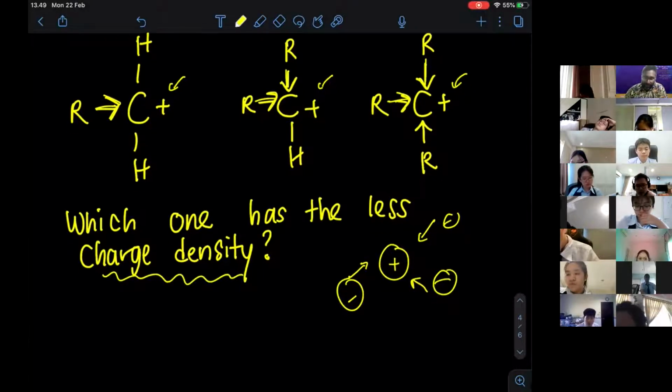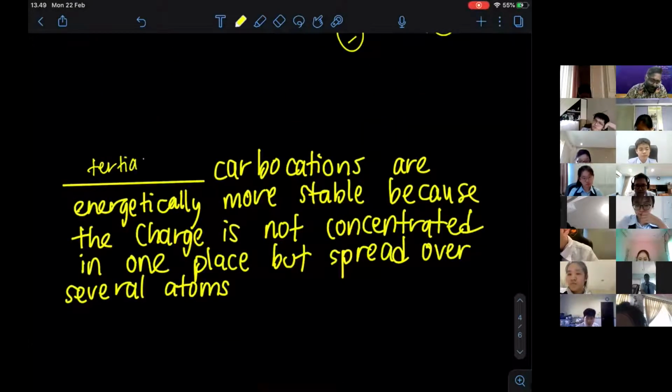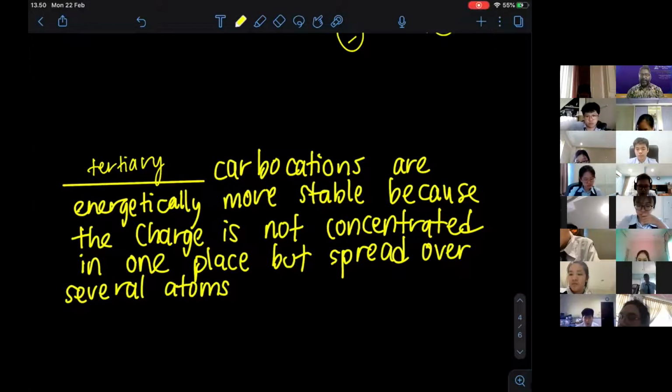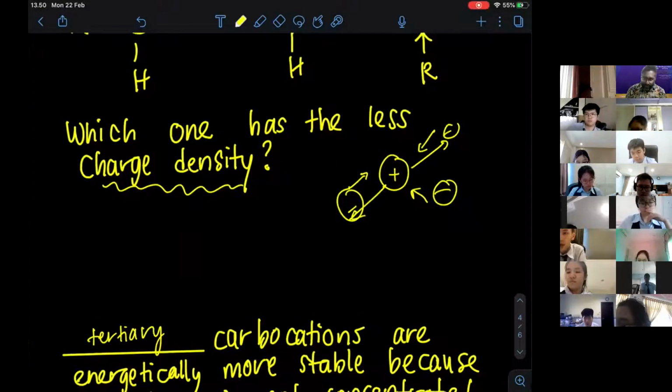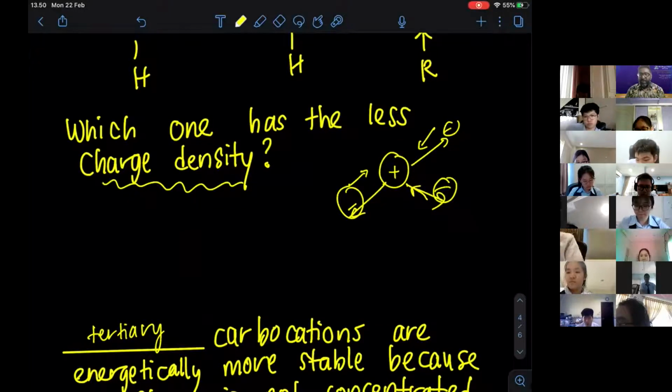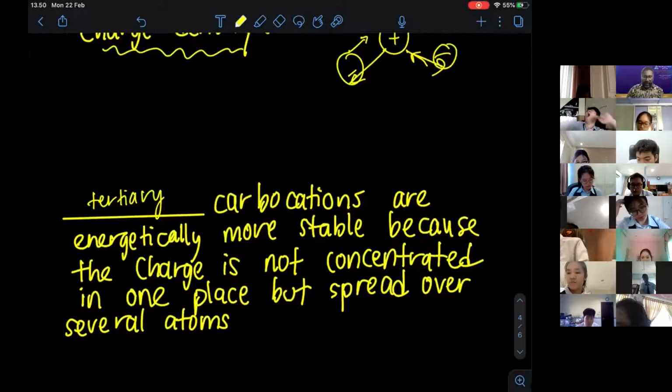So the answer is tertiary carbocation. They are energetically more stable, because the charge is not concentrated in one place but spread over several atoms. This is an extension of what I was explaining about the positive inductive effect. When the electrons come near you, and they share electrons with you, you share your positive charge with the others. The charge starts to spread throughout the molecule, to this atom, this atom. Rather than being concentrated in one position, it is spread everywhere, and it becomes much more stable.